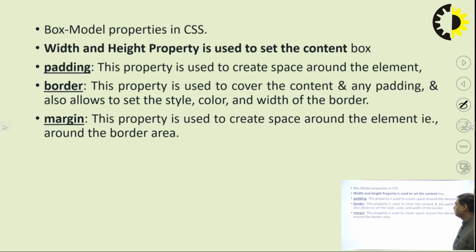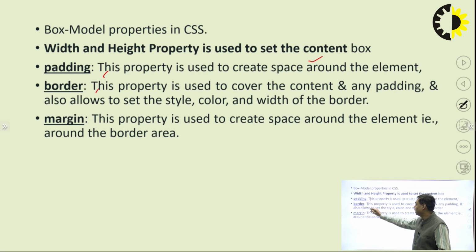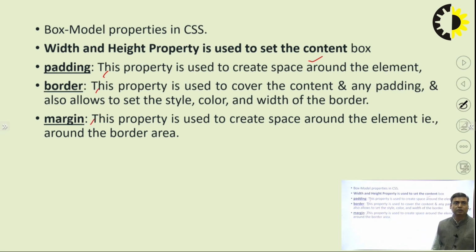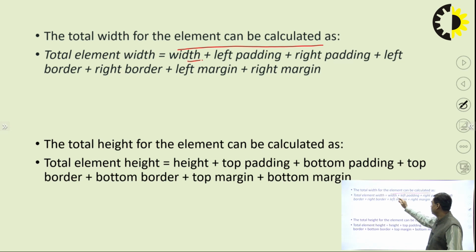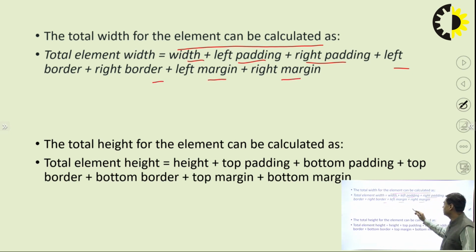Now in the box model we can calculate the width and height properties that are used to set the content of a box. To calculate the width and height, we use padding as well as border and margin properties. Now look at the formula. The total width calculated for a box model consists of width, left padding and right padding, left border and right border, left margin and right margin. This is the width of the content.